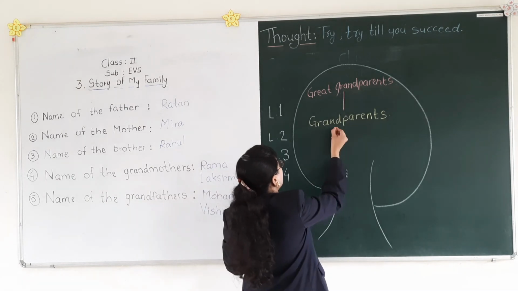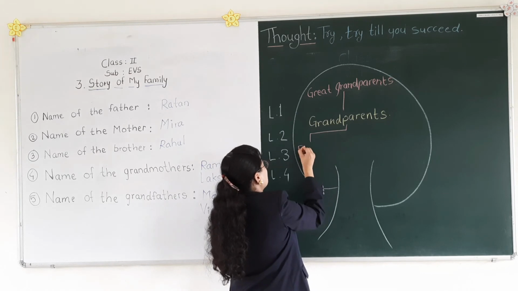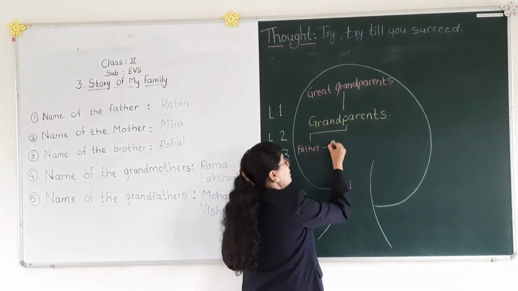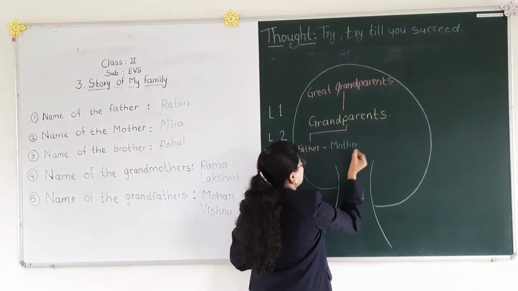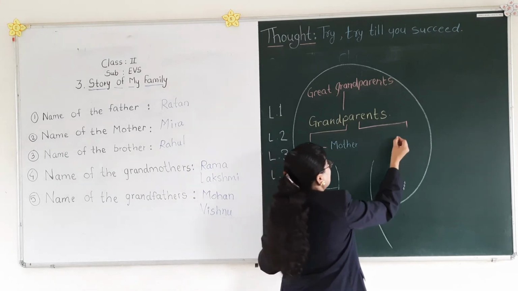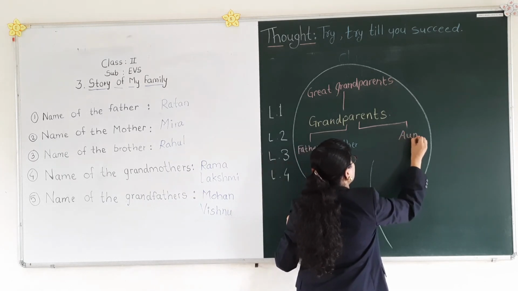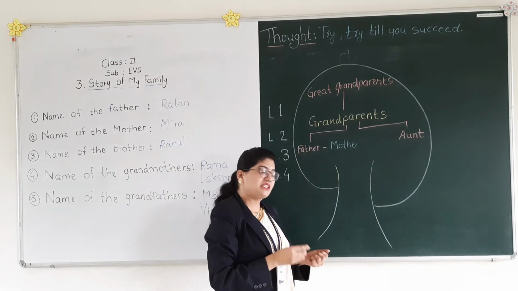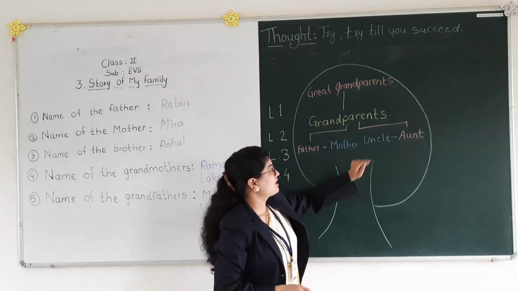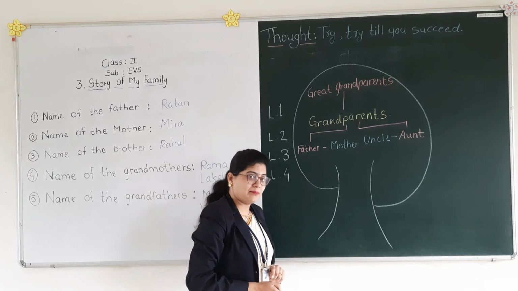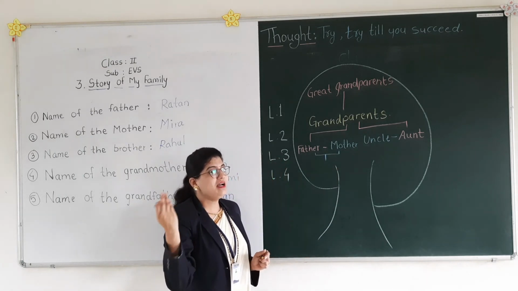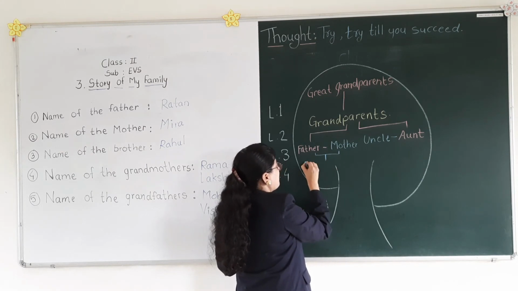Your grandparents may have your parents, like your father. Then your father, when he grew up, got married to your mother. Then your grandparents may also have another child, that is your aunt. And after your aunt grows up, she gets married to your uncle. So here your uncle and your aunt are your family members. After some years, your parents give birth to you and your sibling. So here you can write me.